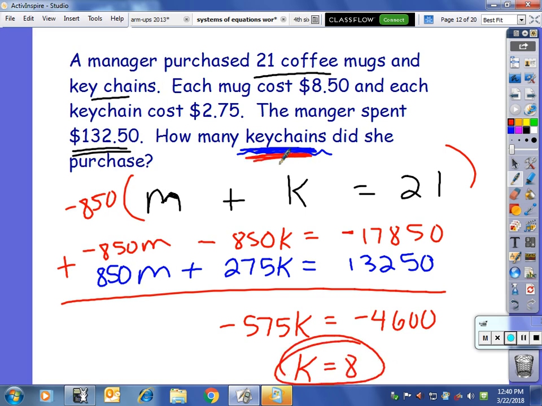And please double check that that's what they wanted. They wanted keychains. What if they had also asked for mugs? How many mugs were there? There were 13. They asked for mugs on the test. I just changed it to keychains.